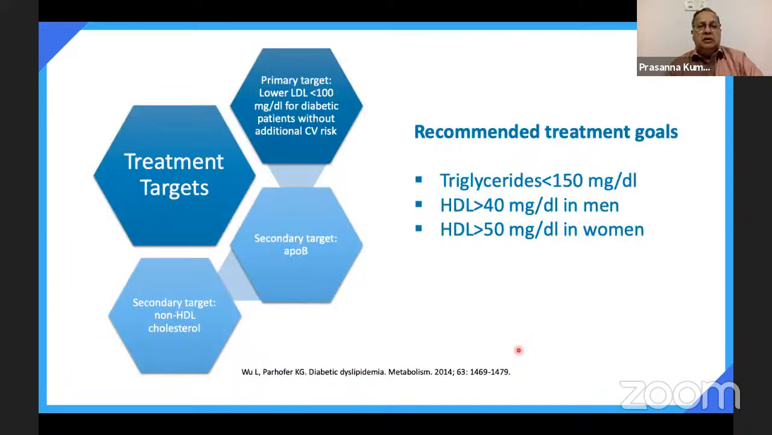So what is the treatment target? The primary target is LDL cholesterol. Your first target is to see LDL cholesterol in a diabetic come below 100 without additional CV risk. If the patient has CV risk, your LDL target is less than 70, not even 100. The secondary target is ApoB and non-HDL cholesterol. So recommended, not essential. The recommended target is LDL below 100 without CV risk, below 70 with CV risk, triglyceride below 150, HDL more than 40, and more than 50 in women.